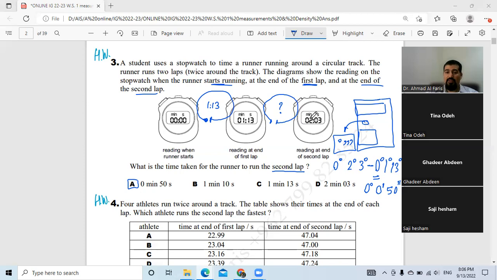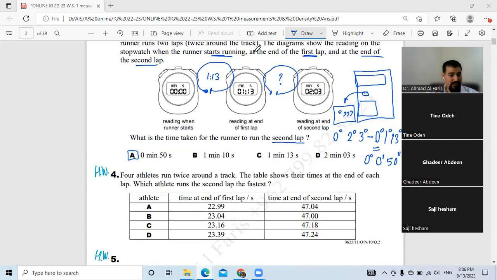If you don't know how to subtract 1 minute 13 seconds from 2 minutes 3 seconds, this is how we can do it. Any question? Is it clear? You can't find it? After the class, send me the picture of your calculator, Mu'taz, on the chat, and I will show you how to do it. Did you find it, Tina? Okay, that's good.